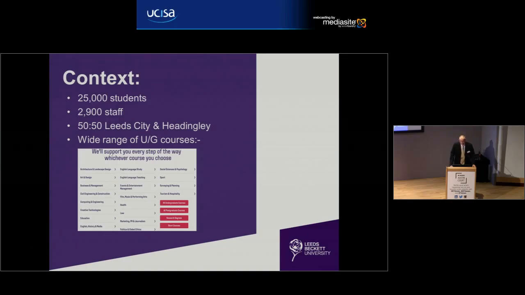We've got a very wide range of undergraduate courses. You can see a snapshot of our prospectus there. On the left-hand side, courses very creative, not maybe the traditional sort of delivery models. In the middle, we've got law, perhaps a bit more traditional. On the right, sport, again, quite different.